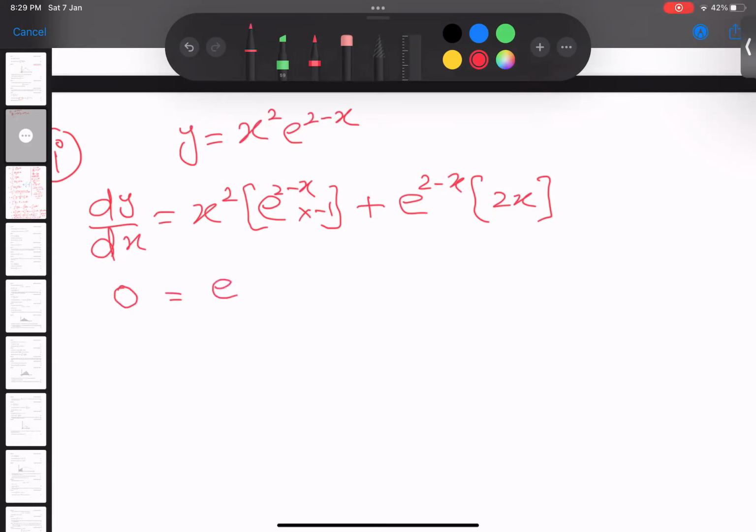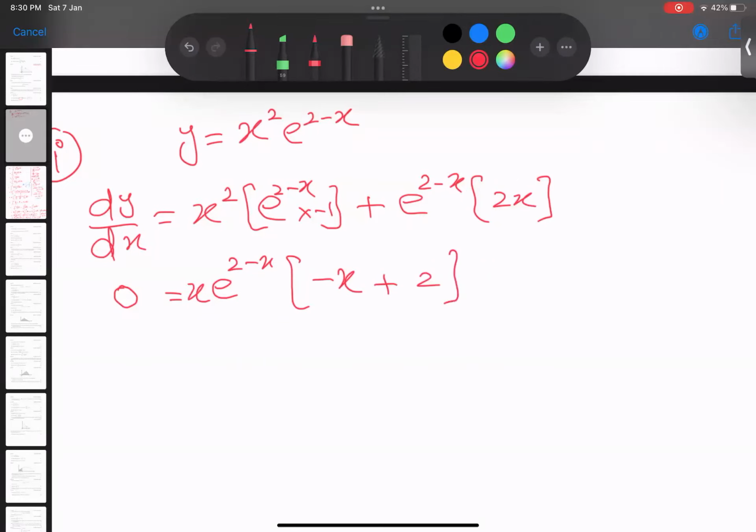Now take e to the power 2 minus x common out. What is left here is x squared, and I think we can take x common as well. So I take x and e to the power 2 minus x out. Out of x squared, one x is gone and one x is left, and the minus is also left behind. A lot of attention is required. From here, the x is gone, so 2 is left.